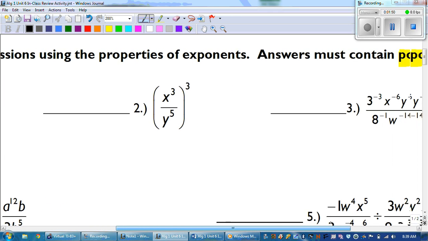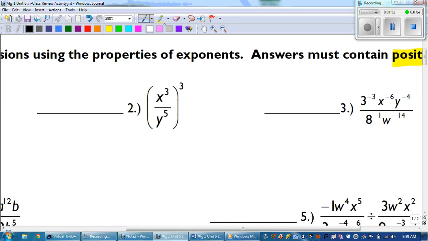Number 2. So number 2, we're doing the exact same thing. First, before I start distributing, I always check, can I simplify what's inside? And I can't. So since I can't simplify anything, I'm going to go ahead and distribute the 3. And then let's see what happens.